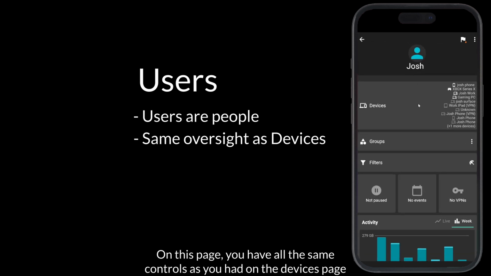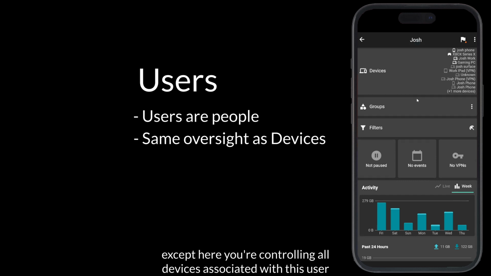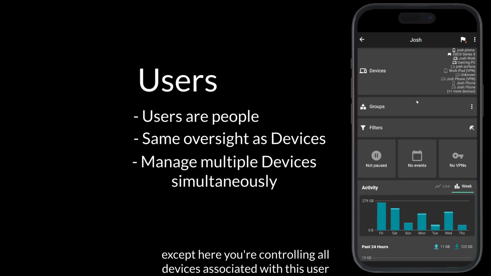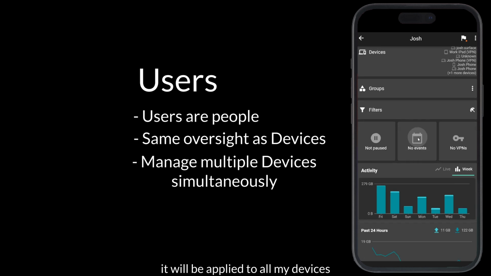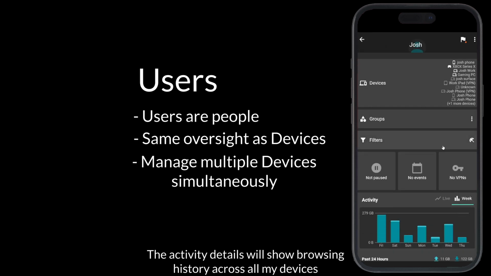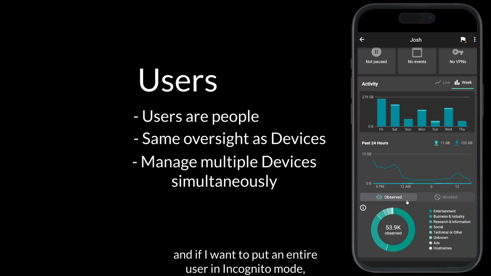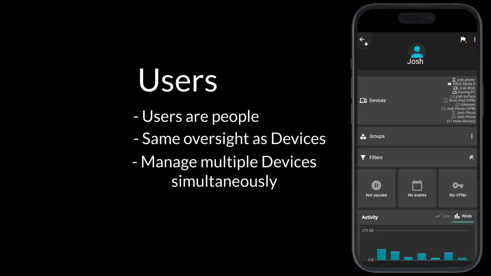On this page, you have all the same controls as you had on the devices page, except here you're controlling all devices associated with this user. For example, if I schedule an event here, it will be applied to all my devices. The activity details will show browsing history across all my devices, and if I want to put an entire user in incognito mode, I can do so by using the three dots again and choosing Edit.